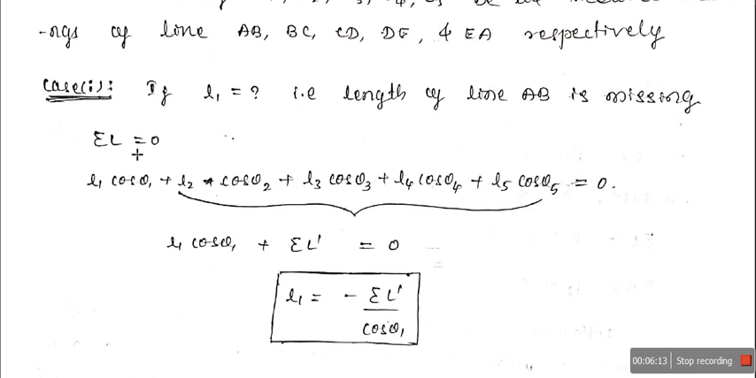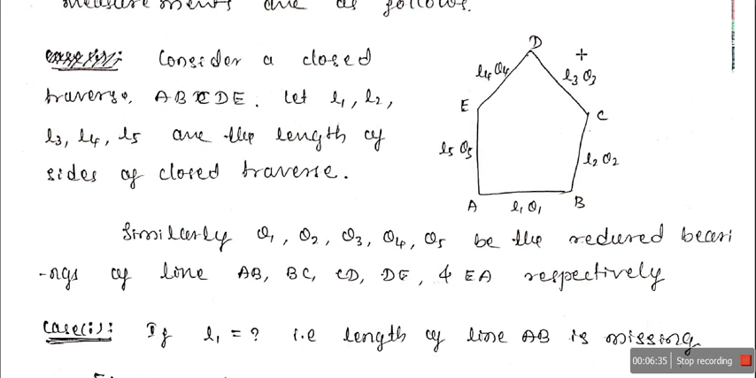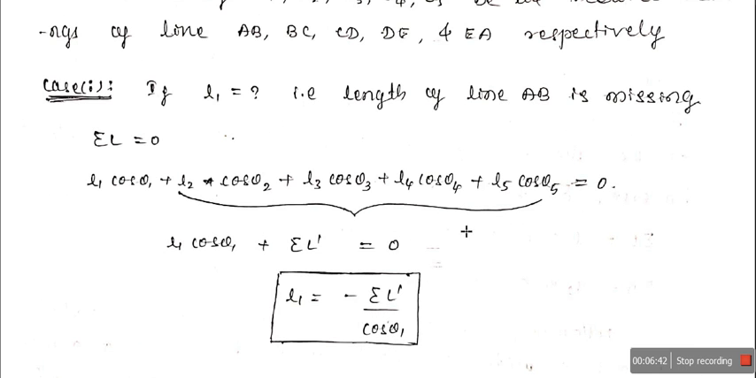So in that condition, you can directly use the summation of L, latitude, that is equal to 0. Summation of L means what? That is the formula L1 cos theta 1, L2 cos theta 2, L3 cos theta 3, L4 cos theta 4, L5 cos theta 5 is equal to 0. So here I am considering the 5 sides because I am considering this is my reference diagram. If there are 4 sides, you can consider only up to L4 cos theta 4.